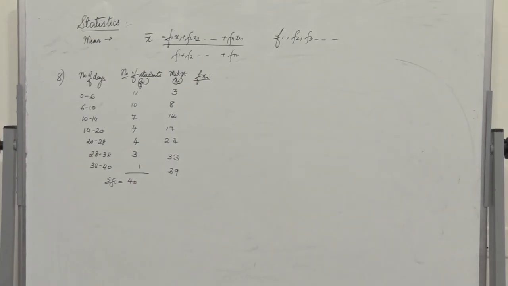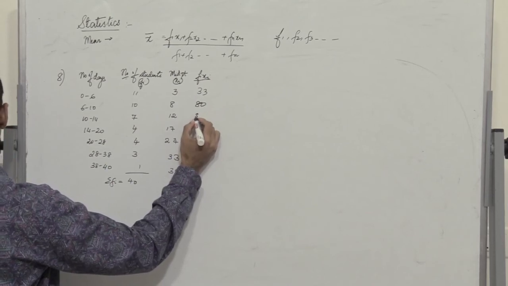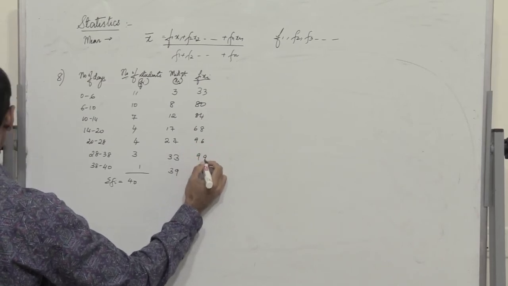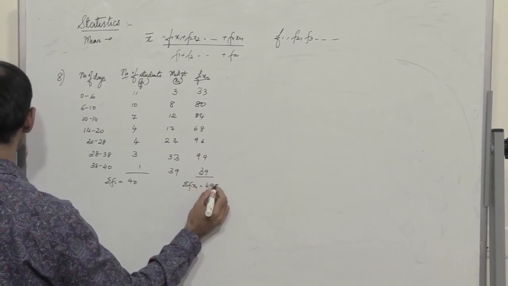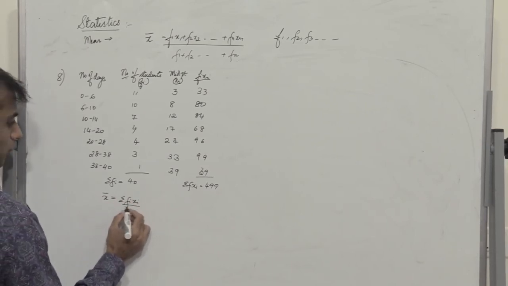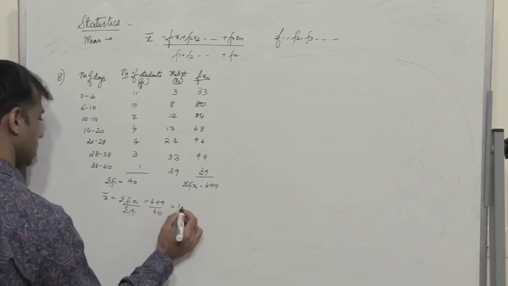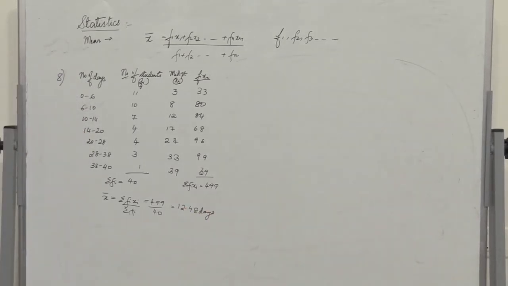So multiply these two. So we get 33, 80. So 12 into 7 is 84. Next we get 68, and then 96, 99 and 39. So find the summation. So we get 499. So x cap, which is mean, is summation Fi xi divided by summation Fi, which is 499 divided by 40. So we get 12.48 days. So on an average, each student was absent for 12.48 days for the entire academic session.